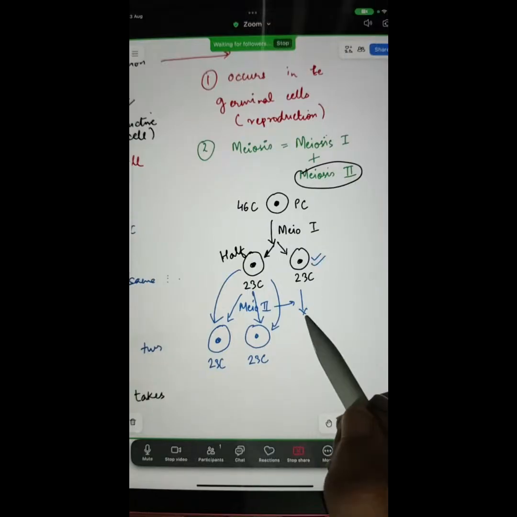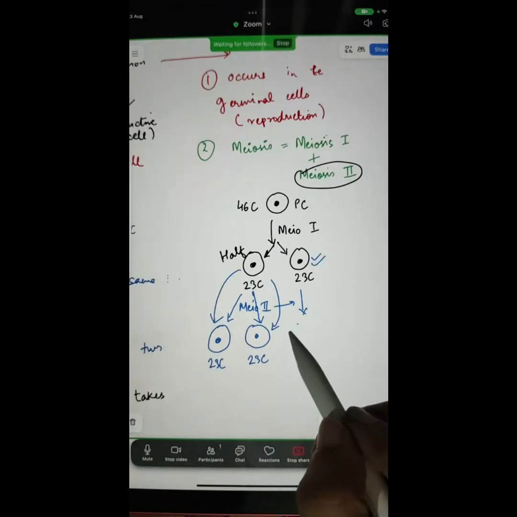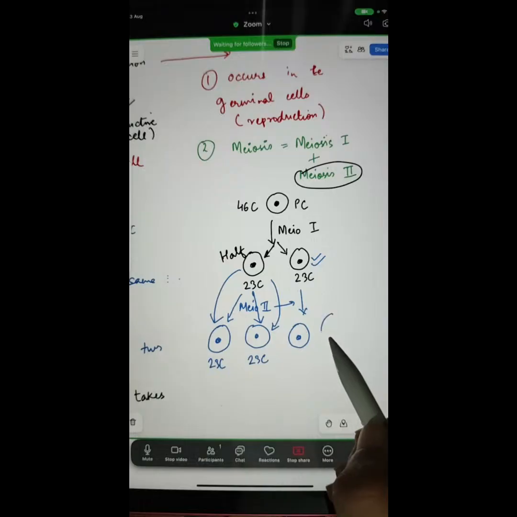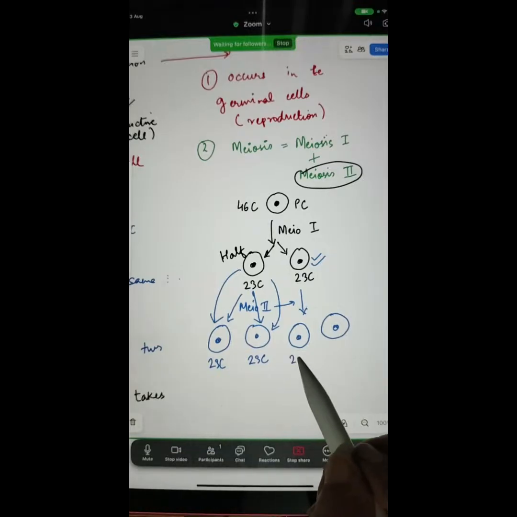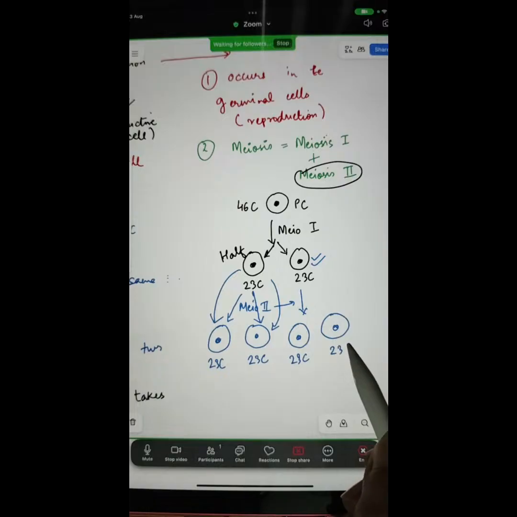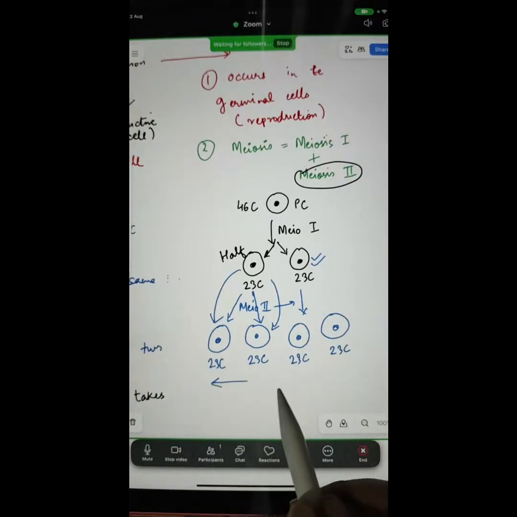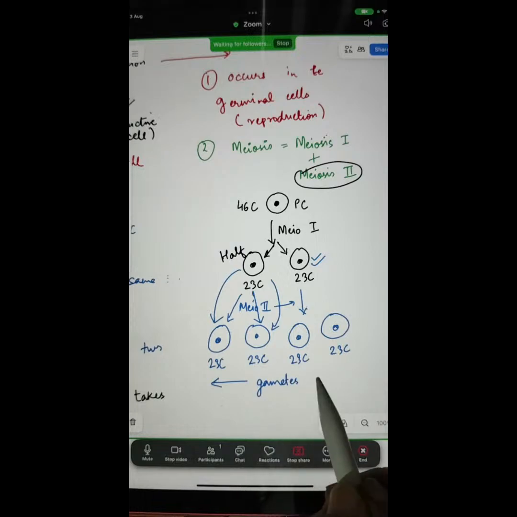Similarly, this cell will also undergo meiosis 2. And how many cells will be formed? Yes, you are correct. 23 chromosomes each. So 23 chromosomes will be there in this, 23 chromosomes will be there in this, and here the daughter cells are known as gametes.